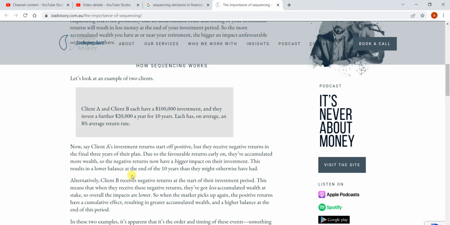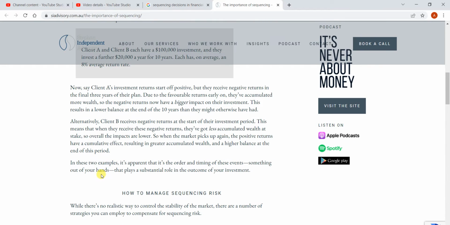Now say client A's investment returns start off positive, but they receive negative returns in the final 3 years of their plan. Due to the favorable returns early on, they have accumulated more wealth. So the negative returns now have a bigger impact on their investment. This results in a lower balance at the end of the 10 years than they might otherwise have had.